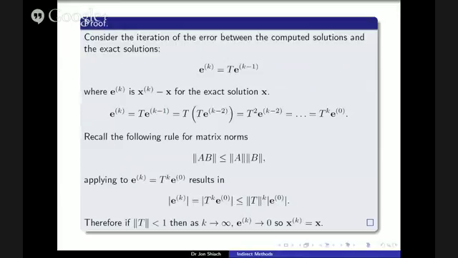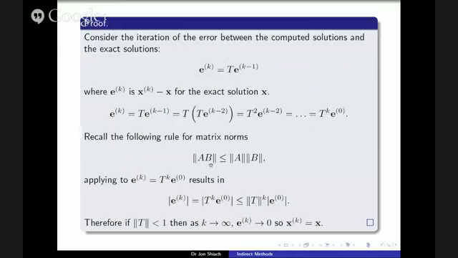So we could have T cubed multiplied by the error at the (k minus 3) iteration. If we keep going all the way until we get back to the initial error, E0, we have T raised to the power k. Now this is a matrix power. So that is T raised to the power k.